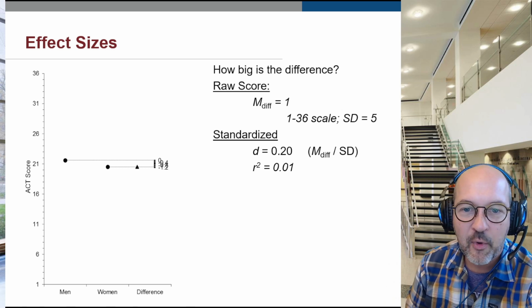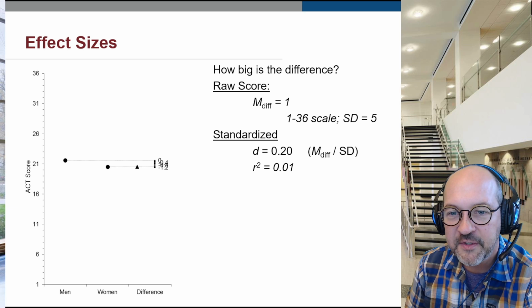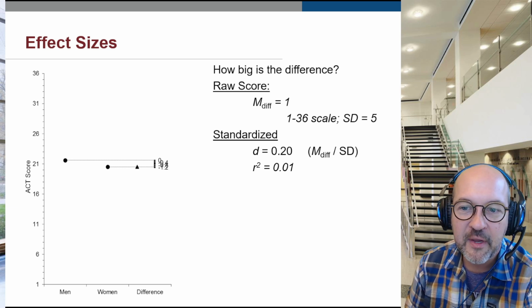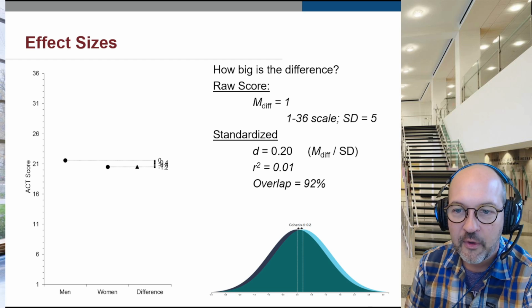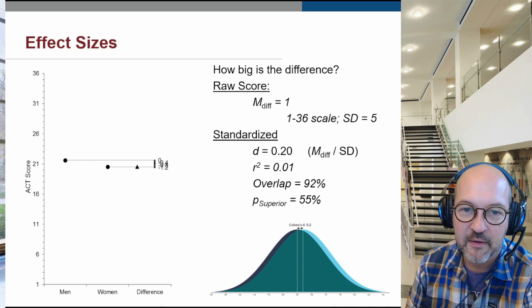We could also calculate r squared, the coefficient of determination. In this case, it's 0.01, meaning that 1% of the variation in math scores could be attributed to sex. Another useful metric is overlap, looking at how much the distributions of the two groups overlap. In this case, it's 92%.